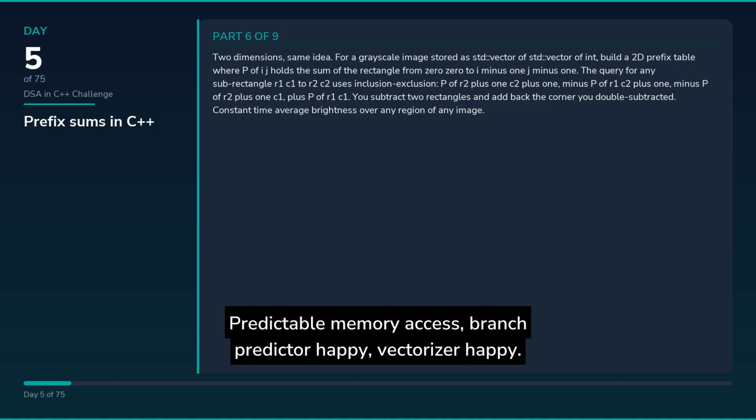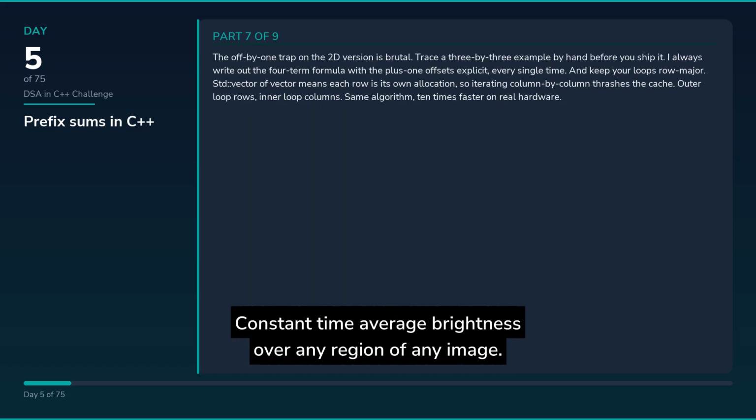2 dimensions, same idea. For a grayscale image stored as std::vector<std::vector<int>>, build a 2D prefix table where P[i][j] holds the sum of the rectangle from (0,0) to (i-1,j-1). The query for any subrectangle (r1,c1) to (r2,c2) uses inclusion-exclusion: P[r2+1][c2+1] minus P[r1][c2+1] minus P[r2+1][c1] plus P[r1][c1]. You subtract 2 rectangles and add back the corner you double subtracted. Constant time average brightness over any region of any image.